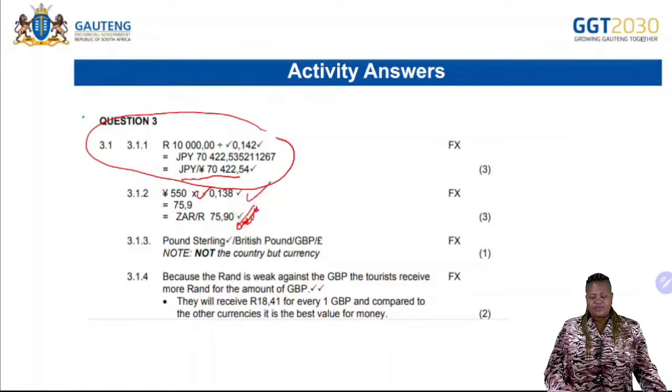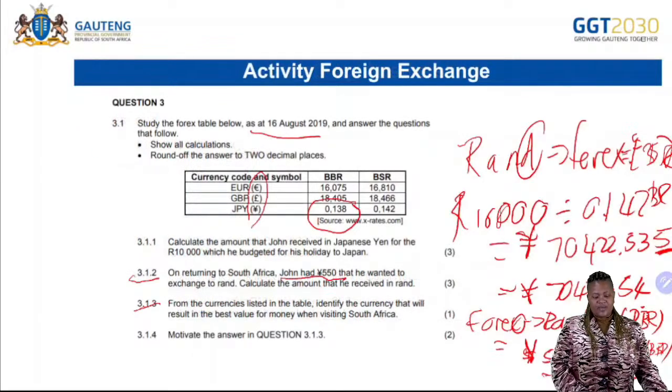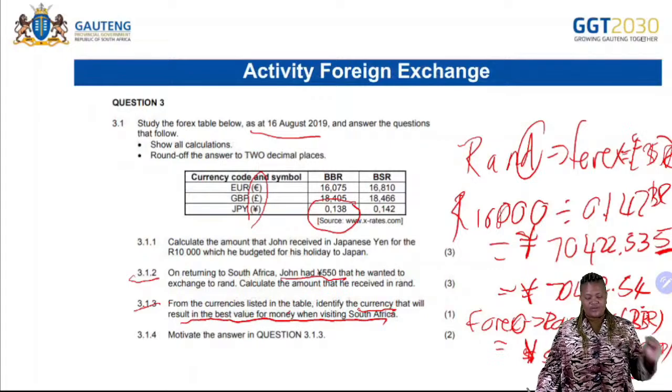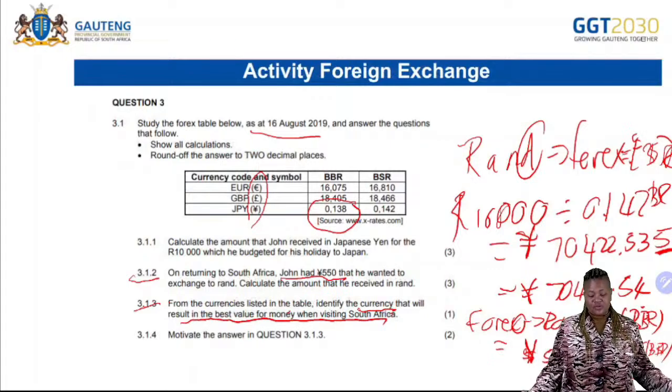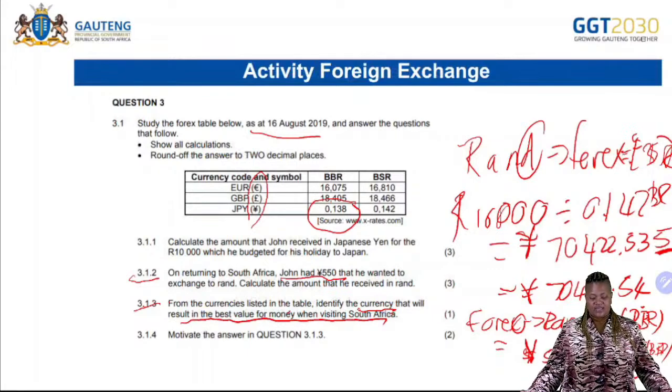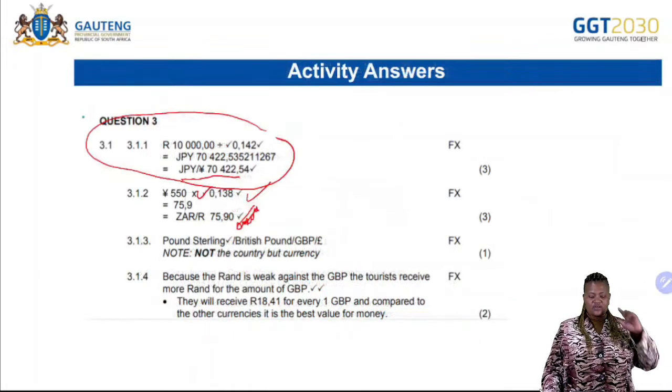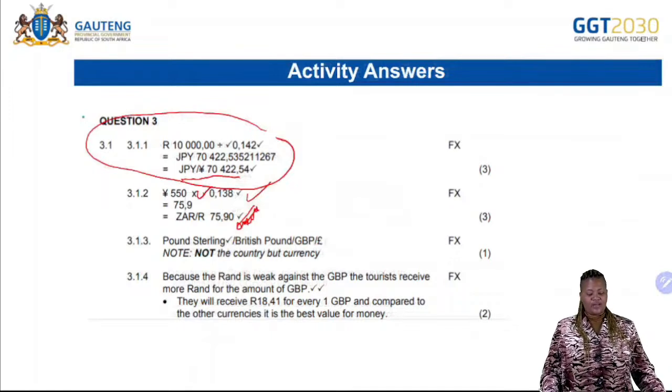Okay, and then 3.1.3, when we go back there: from the currencies listed in the table, identify the currency that will result in the best value for money when visiting South Africa. So which currency would give an inbound tourist more value for money when visiting South Africa? It is the Great British Pound, because it is stronger. The pound sterling will give more value for money when the inbound tourist comes into South Africa.